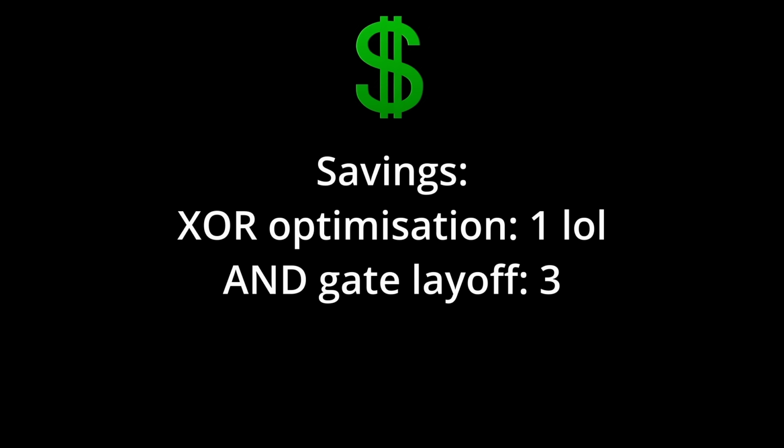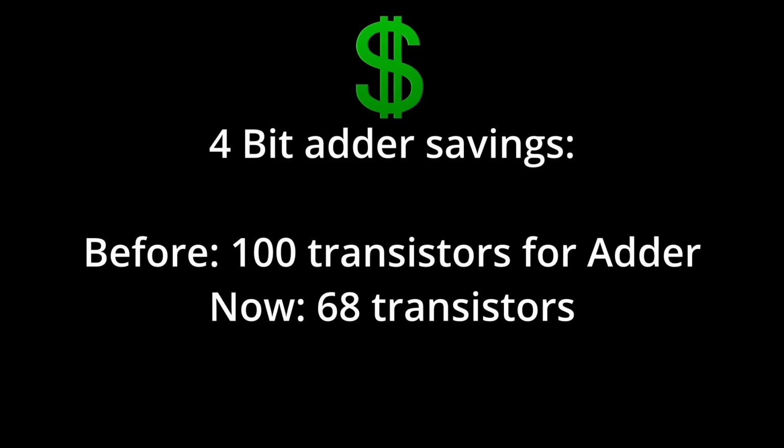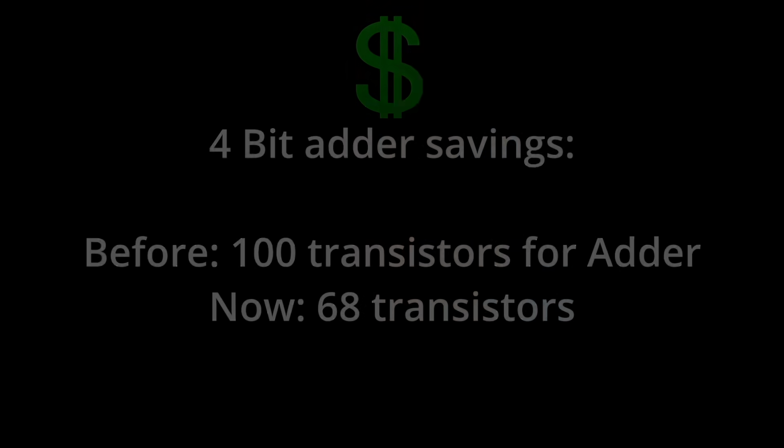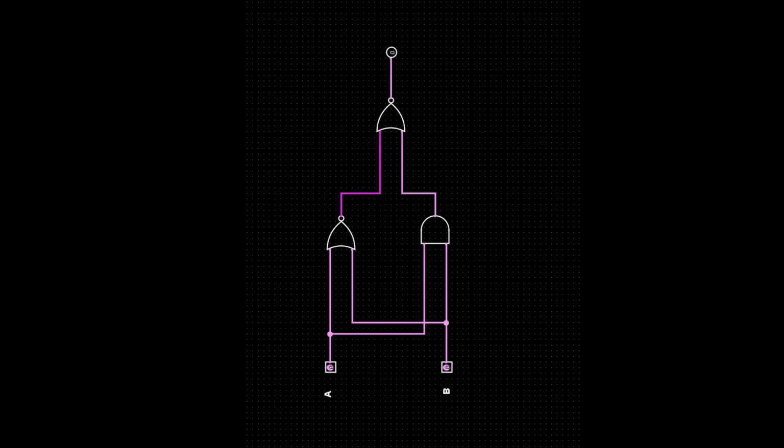It doesn't seem like much, but it really does scale. Because a 4-bit adder now only takes 68 transistors when it would have taken 100 before. We can reinvest those extra transistors back into the ALU to add more functionality. Now we can get a lot more functionality out of the circuit.